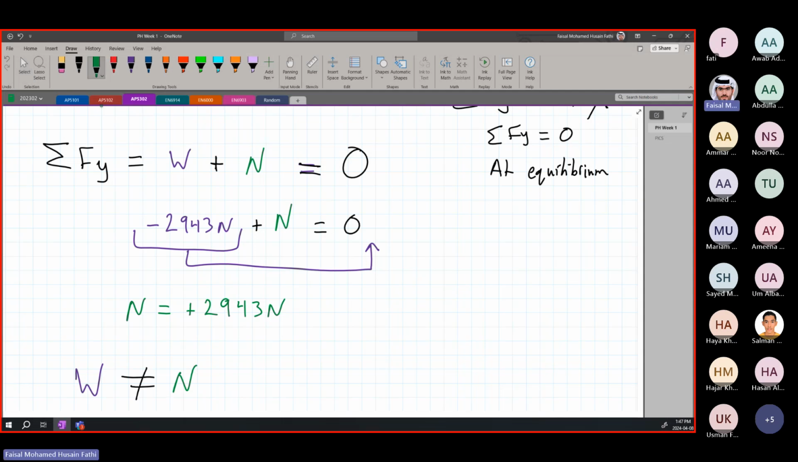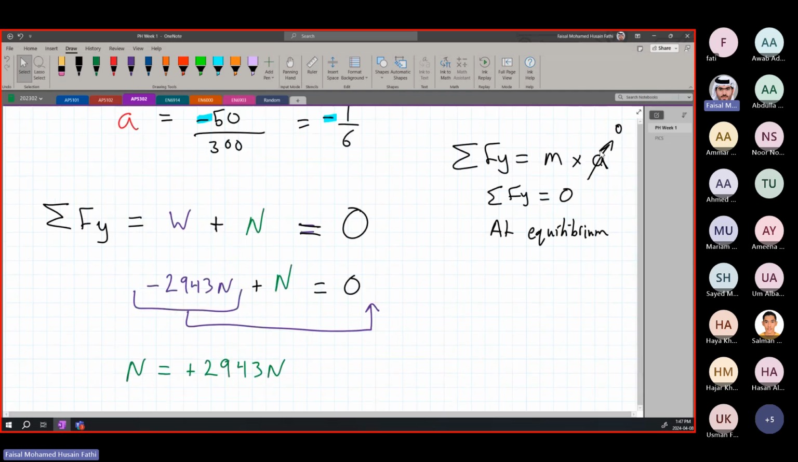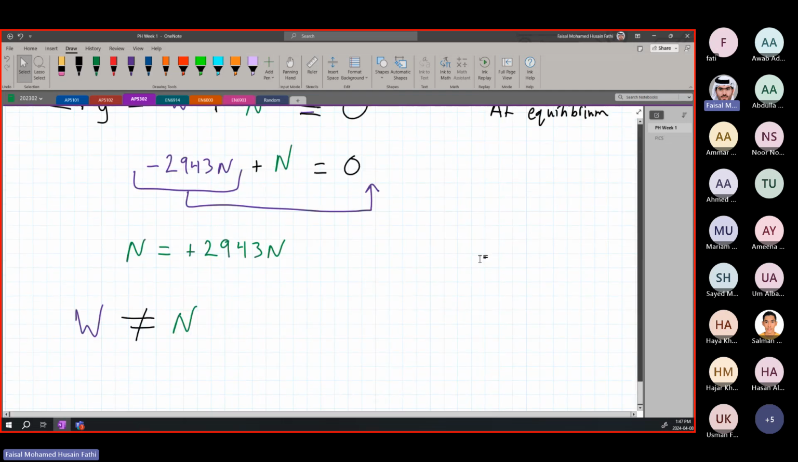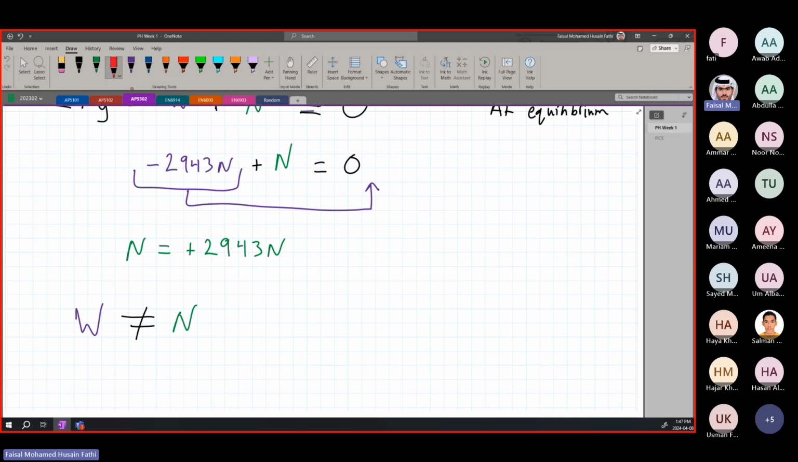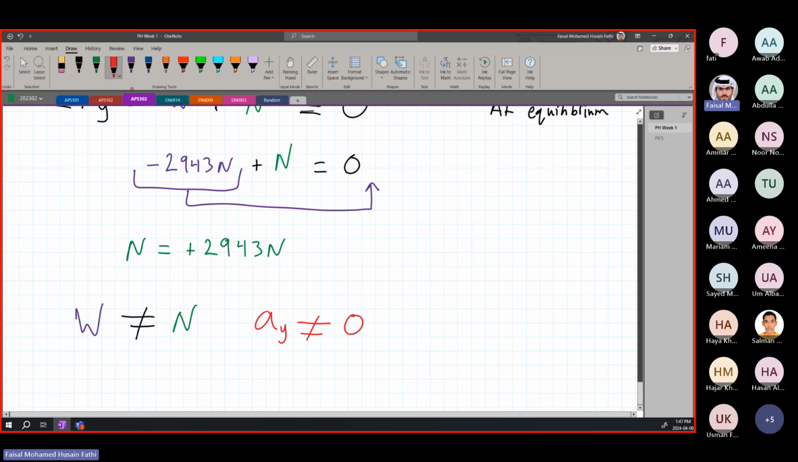We said this is at equilibrium. That what? Acceleration is 0. So W is not equal to N when acceleration in Y is not equal to 0. When there is motion. Exactly.